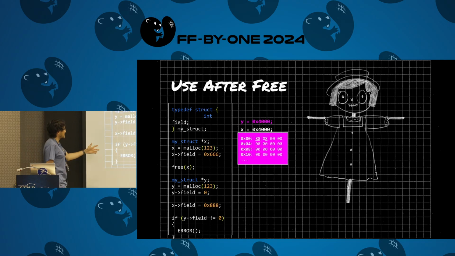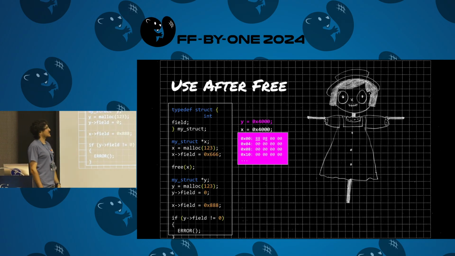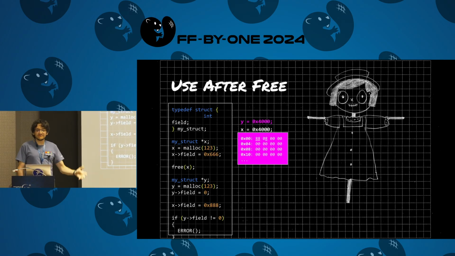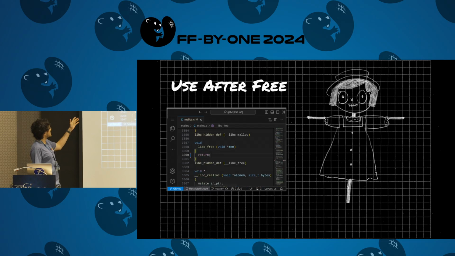And here, what happens is that you have two memory pointers that are pointing to the same thing. Now, this is a very common, simple type of bug. There is a simple fix to all use after free bugs that you can implement today in your application, which is you go to the libc function, you find libc free, and then you return immediately.